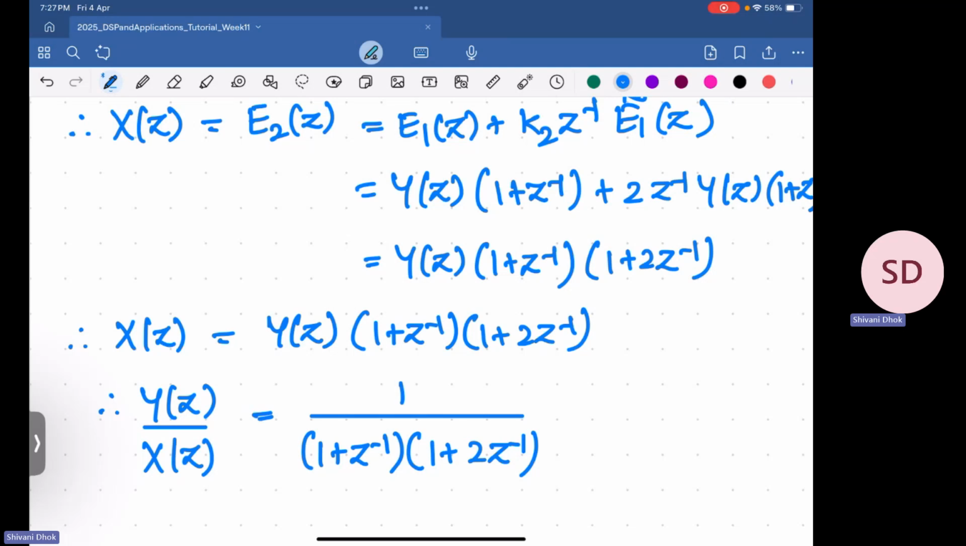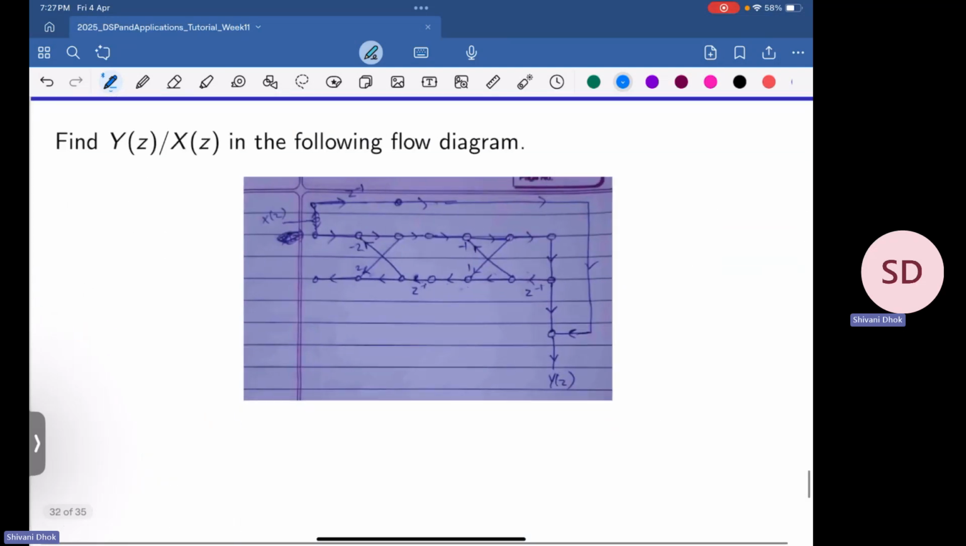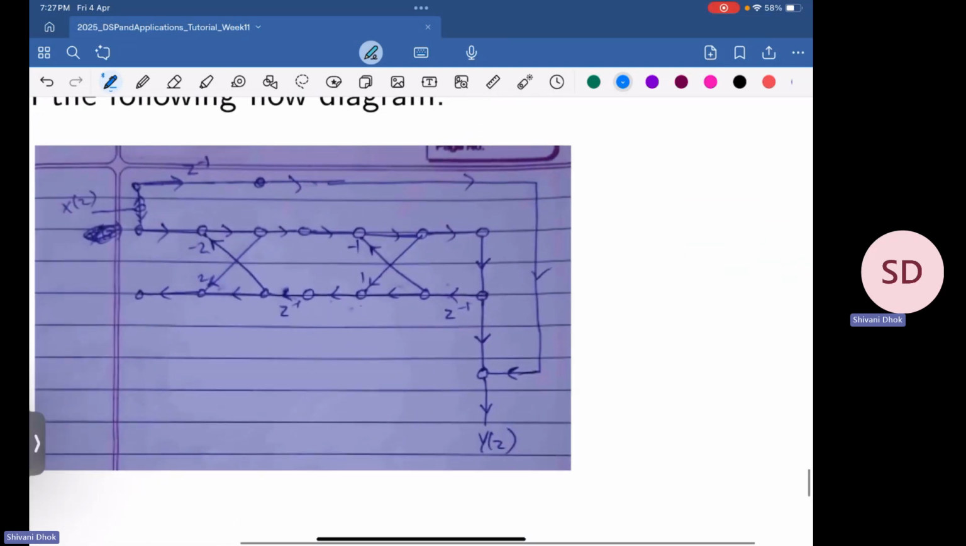Okay, so this is the final answer that we have. If there are no questions, then I'll just move on to the next question. Okay, again, similar kind of diagram. Let me just redraw it.